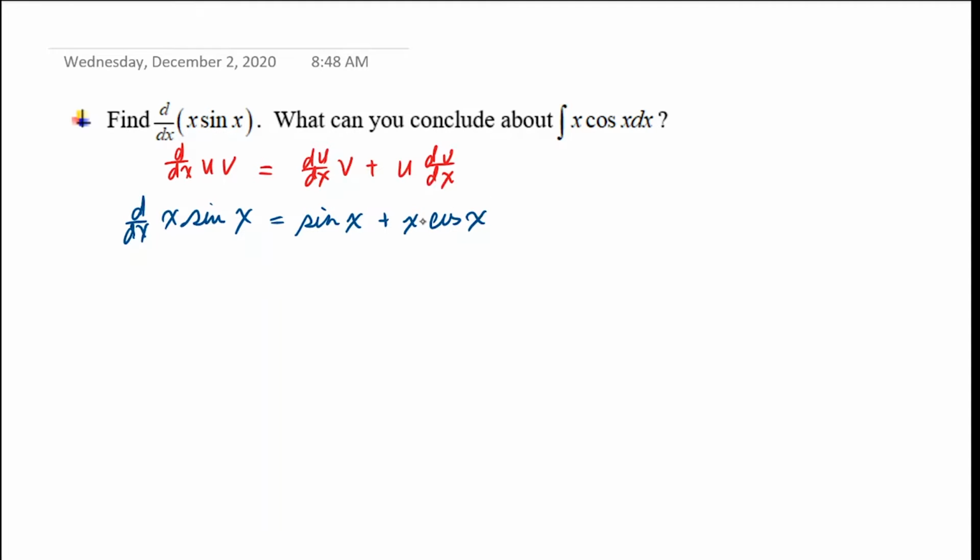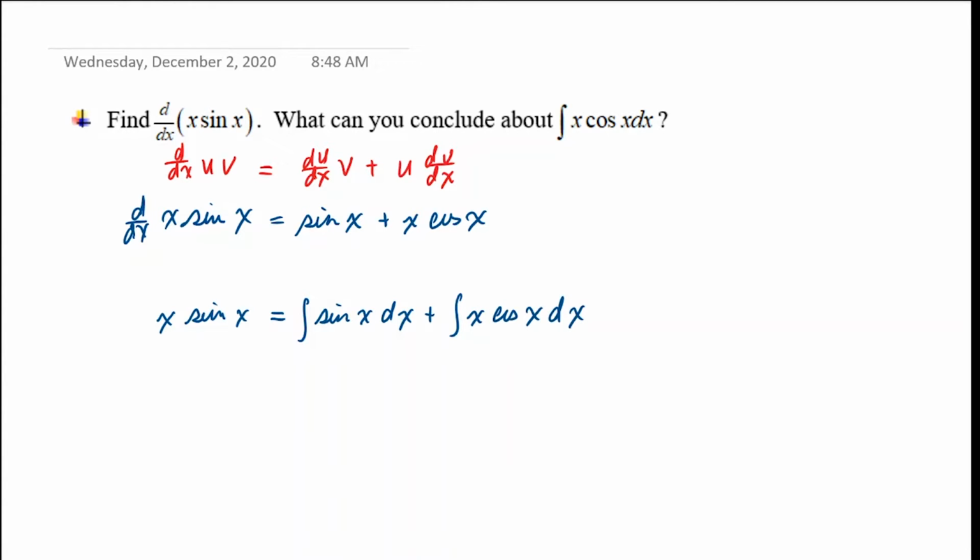Now what I really want to know is the antiderivative of this, right? This is the guy that I want to concentrate on. So why don't I take an antiderivative on both sides of this equation? The antiderivative of this is easy. You just erase the derivative symbol, watch for the space. So what I have is x sine x is equal to the integral of sine x dx, plus this is our guy, the integral of x cosine x dx.